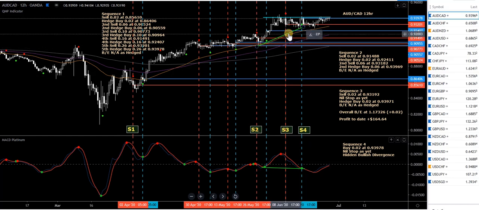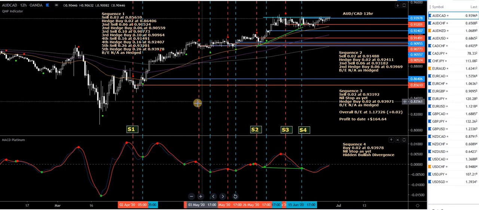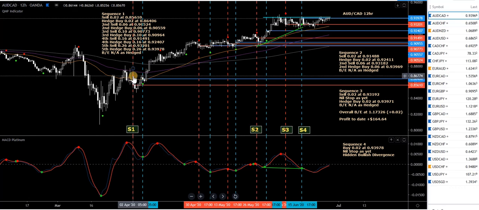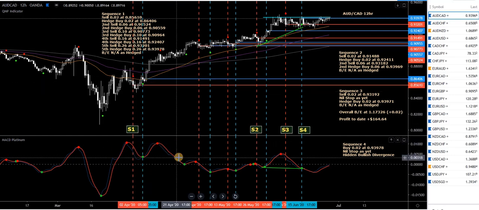Bullish divergence: green is bullish, red is bearish. So in this case, we've got bullish divergence. Normally I'll make a note about it if it's relevant. My sells are designated by the red vertical dash line and the red solid horizontal line. Buys are blue. This indicator here is a MACD Platinum.